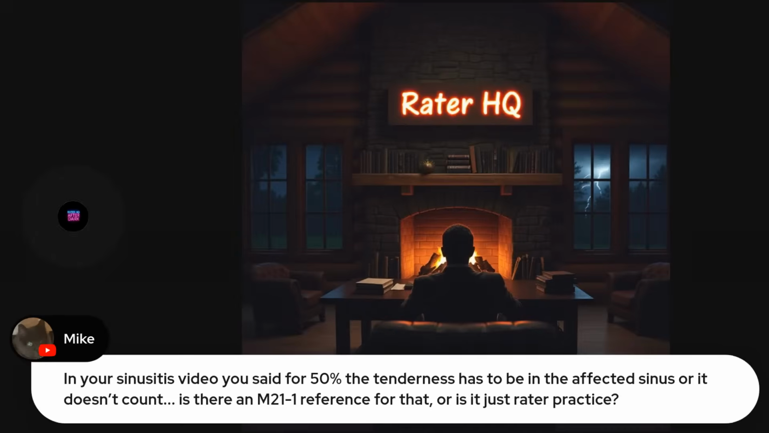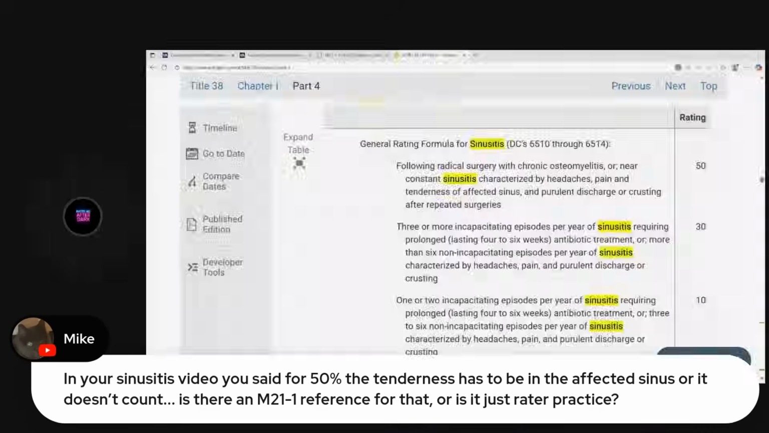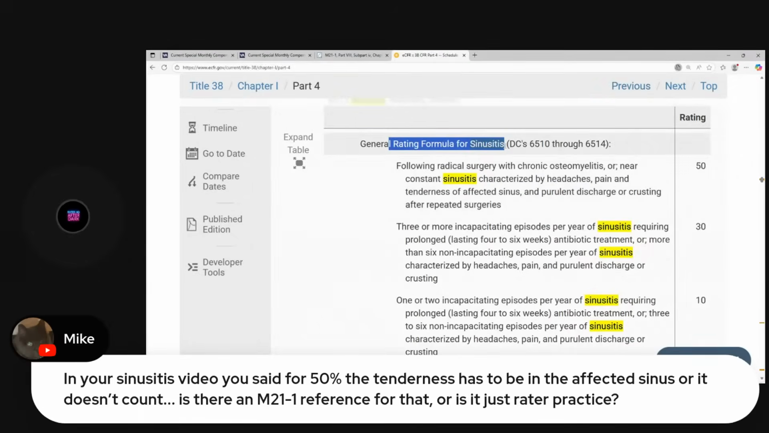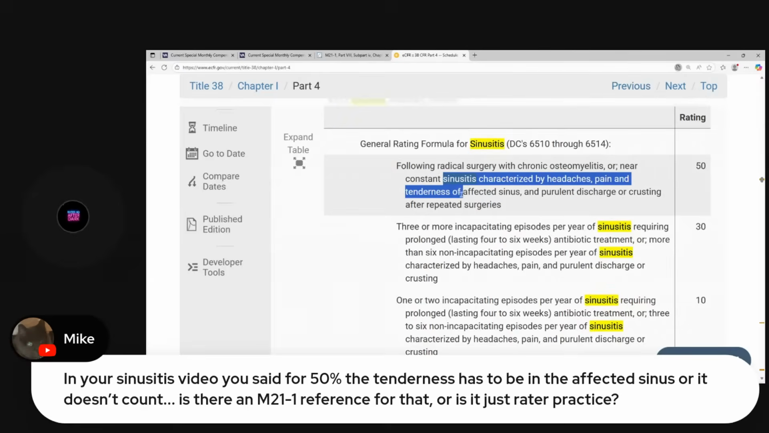Sinusitis, it's actually in the 38 CFR, Mike. So let me go ahead and share my screen real quick. Let's share the window. So hold on just a second, Mike. So this is the general rating schedule for sinusitis. Sinusitis characterized by headaches, pain, and tenderness of the affected sinus.